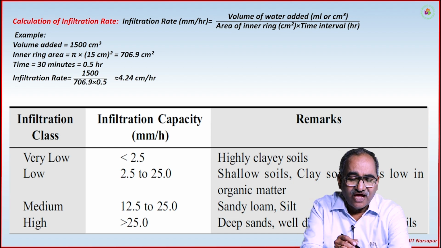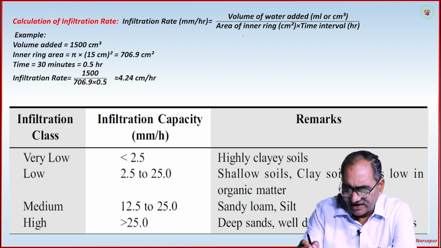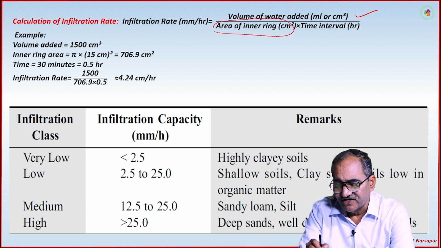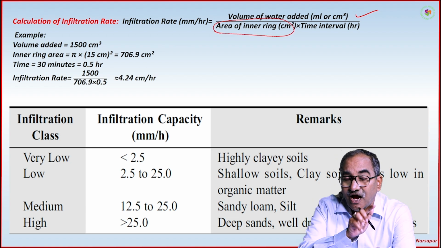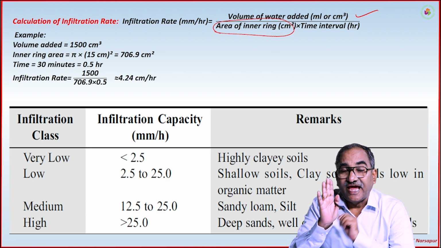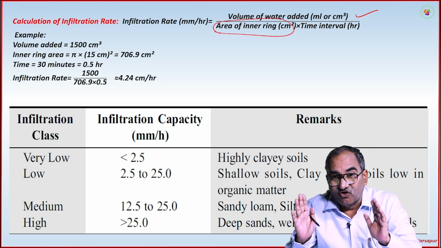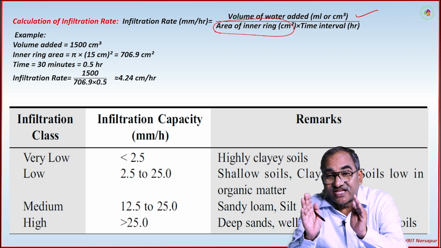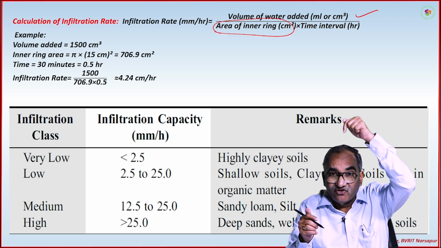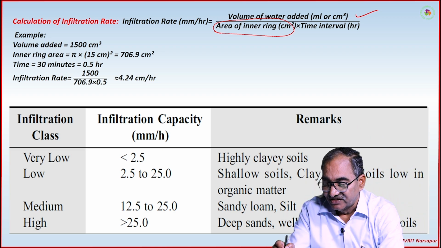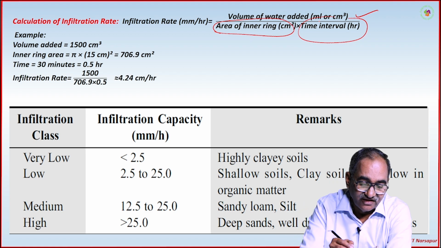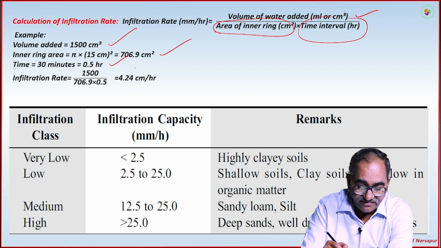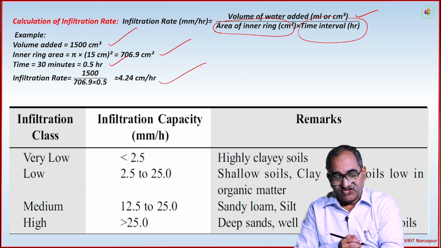So this is a calculation of infiltration rate, a small example. The volume of water that is added, divided by the area of the inner ring. Please remember that the outer ring has no function except to prevent the lateral flow. The outer ring is only for lateral flow, so that it assists the inner ring, so that the entire flow will be in the vertical direction. Then, if you take the volume added, inner ring area and time interval, you can get the infiltration rate.